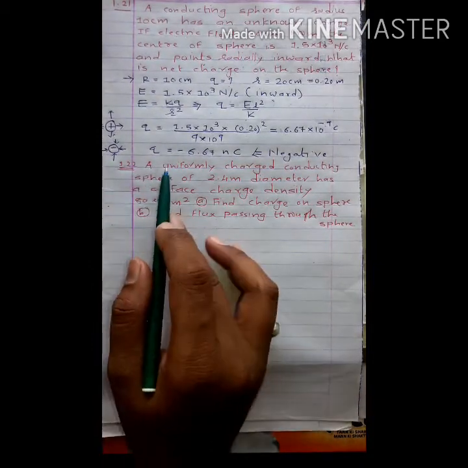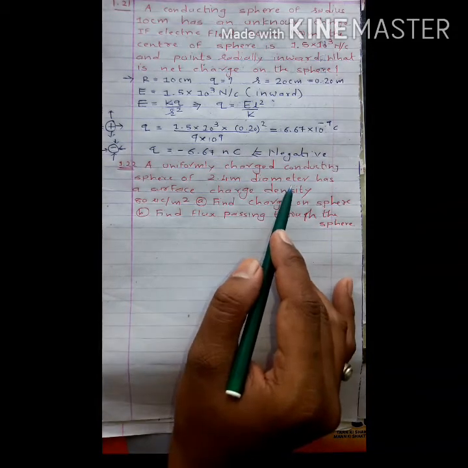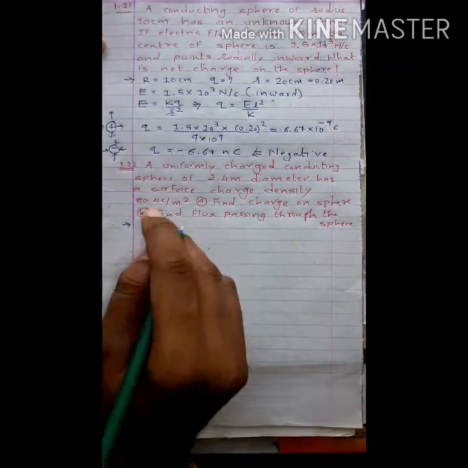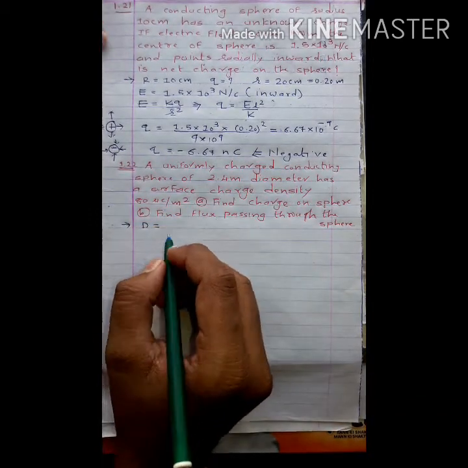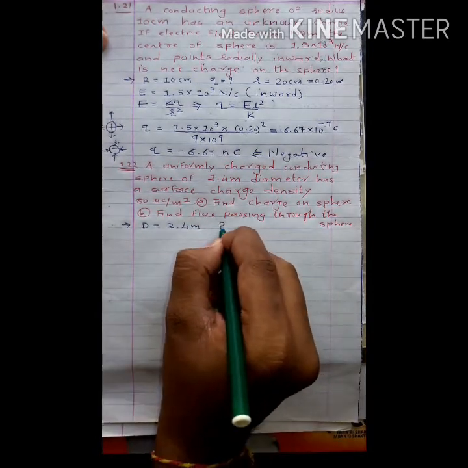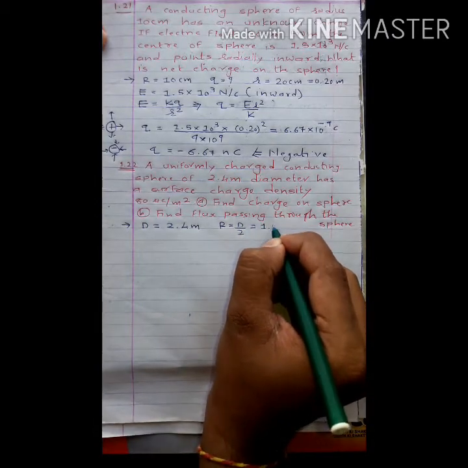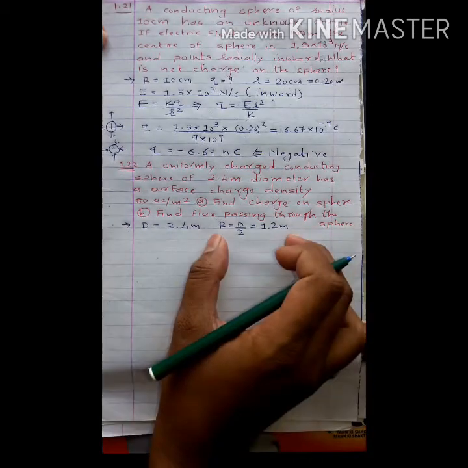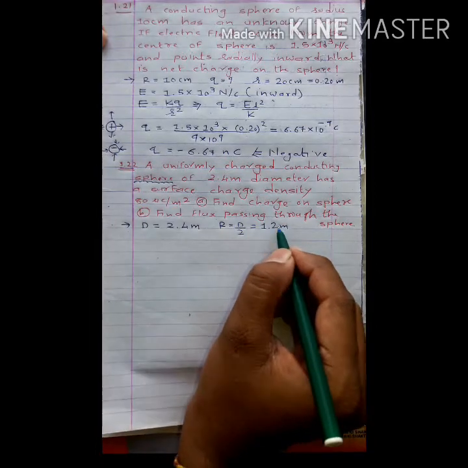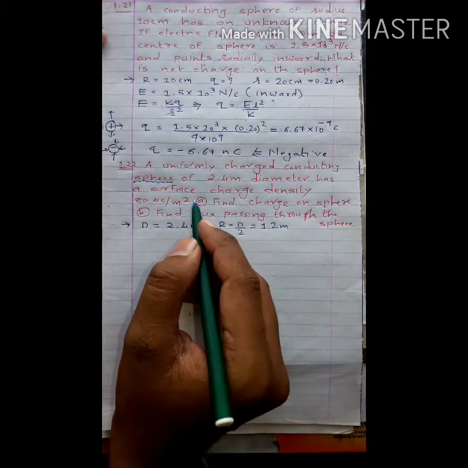Example number 22. A uniformly charged conducting sphere of 2.4 meter diameter. The diameter of the conducting sphere is given: diameter D is equal to 2.4 meter. So we can find the value of the radius. Radius r is equal to diameter by 2, so 2.4 divided by 2 means 1.2 meter. So the radius of the sphere is 1.2 meter. It has a surface charge density of 80 microcoulomb per meter square.